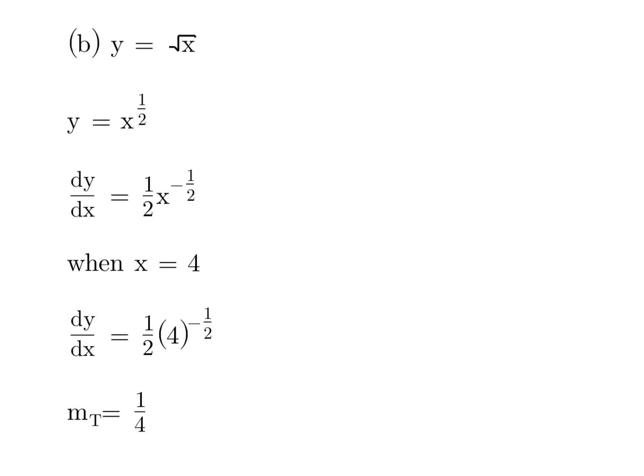The other one is just a variation on that, using a harder differentiation. We change square root of x to x to the power of a half. We differentiate by bringing the power down the front and lowering the power by 1. To find the gradient of the tangent, when x equals 4, we substitute it in and we get a quarter. So the gradient of the tangent to this curve when x is 4 is a quarter.